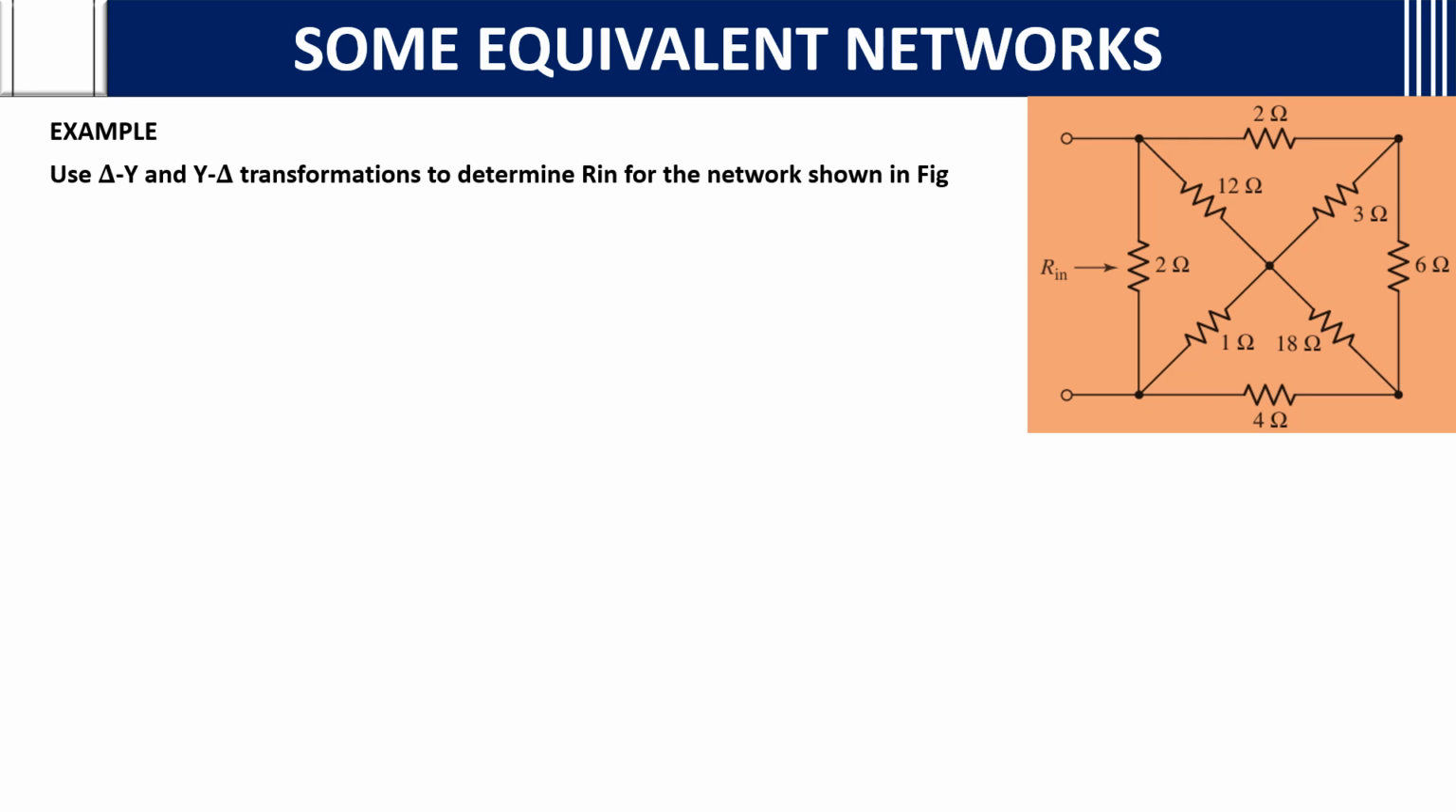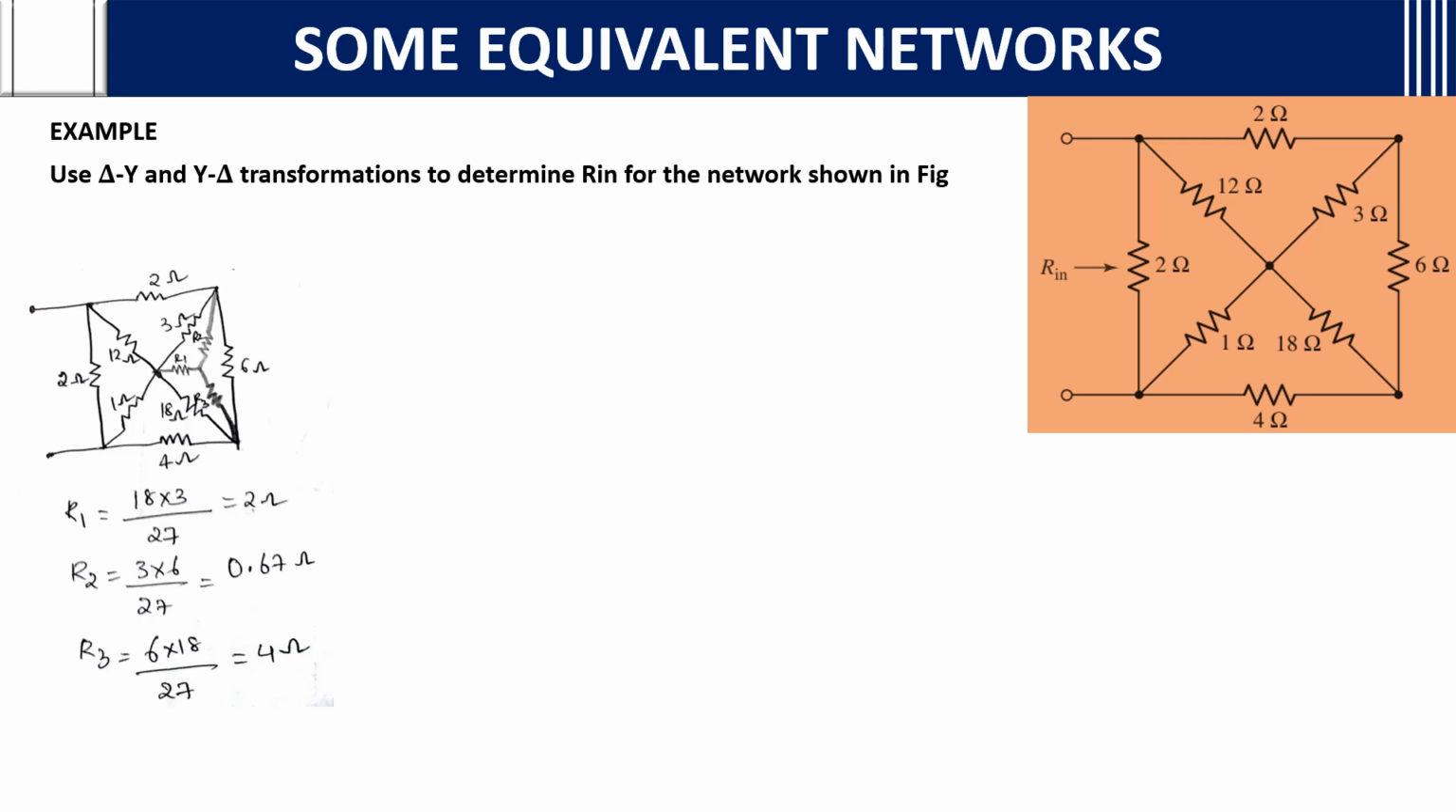Next: use delta-Y and Y-delta transformations to determine Rin for the network shown in the figure. If you see, again we need to do delta-Y transformations. You can convert any of these deltas into star. There are 4 delta forms. You can convert this or this or this or this into star, but I have taken one of the deltas to convert into star.